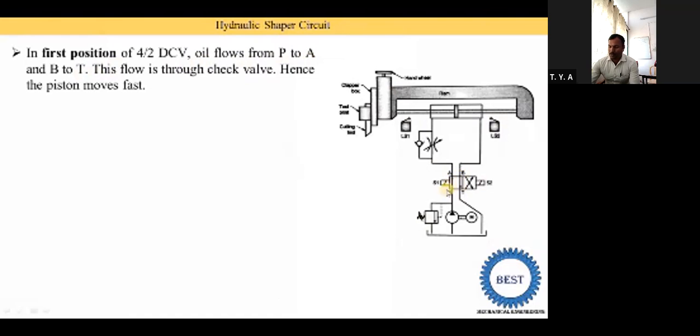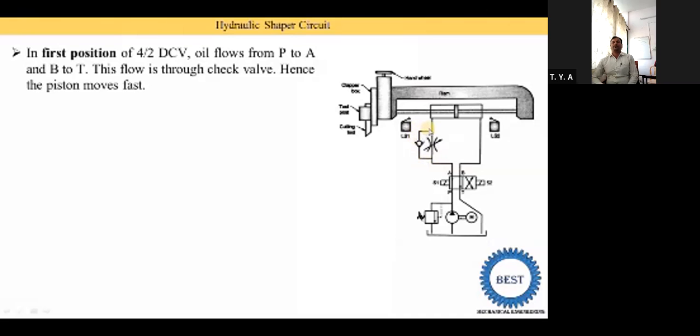Oil coming from the pump is supplied to the P port. From the P port it comes to the A port, and oil comes here. Now oil has two options, either to pass through the flow control valve or through the check valve. But we know that it is a meter out circuit. Meter out means oil is flowing in the downward direction from the flow control valve. That's why it is called meter out. But here the oil is supplied to the actuator, meaning the input is going on, so the input is supplied through the check valve.